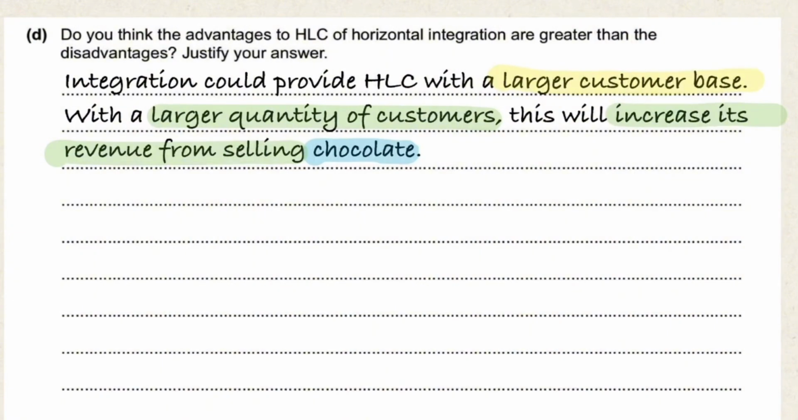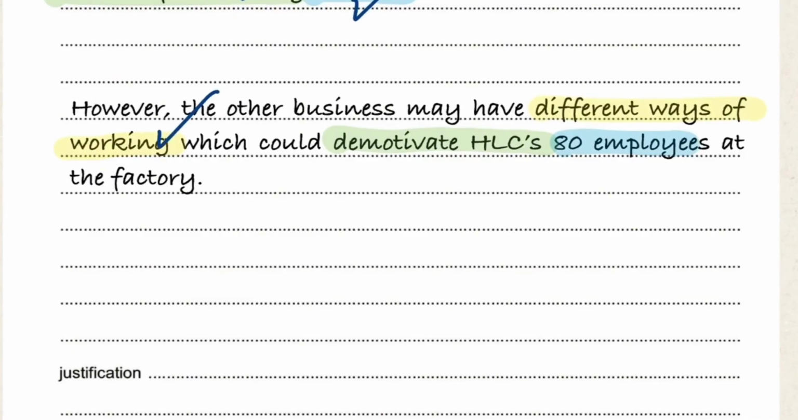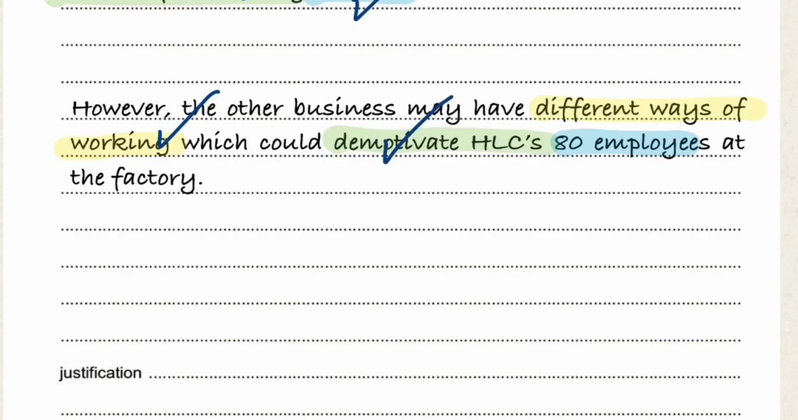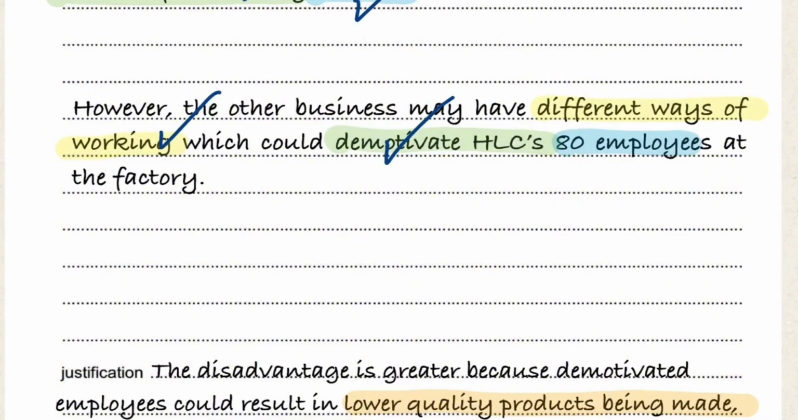As you can see, our first knowledge point is larger consumer base, the application is chocolate, and the analysis is the direct impact of a larger consumer base, which will increase revenue and quantity of consumers. However, the other business may have different ways of working, knowledge point, which would demotivate, analysis, HLC's 80 employees at the factory. And this is our application point.